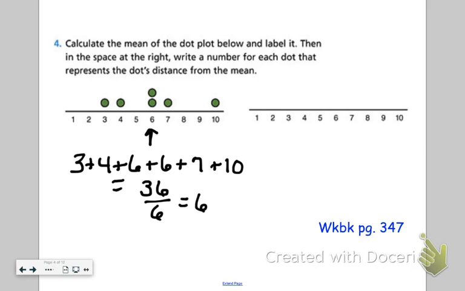So now I'm going to write in all the numbers that show the distances from the mean. So let's see, we have this 3 here, and that 3 is 3 spaces from the mean. And then we have this 4 here, and that's 2 spaces from the mean. And then, of course, our 2 6's are 0 spaces from the mean. 7 is 1 space away, and then 10 is 4 spaces away. So I have just figured out the distance all of these numbers are from the mean.